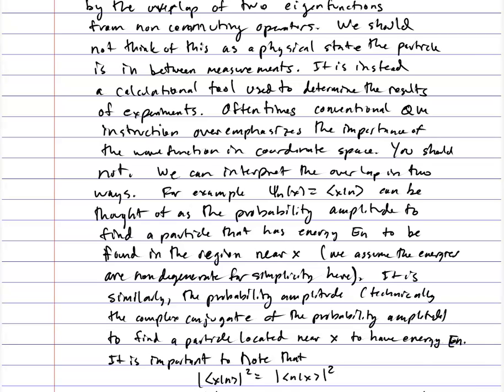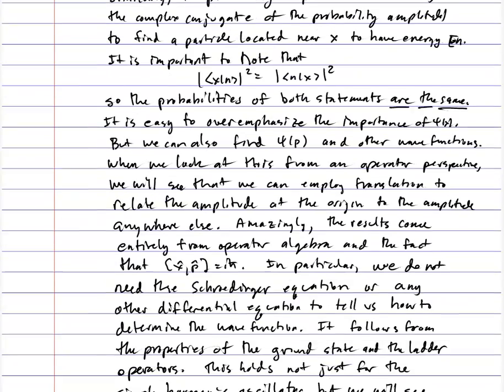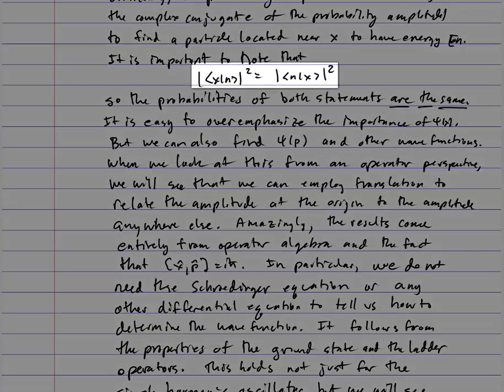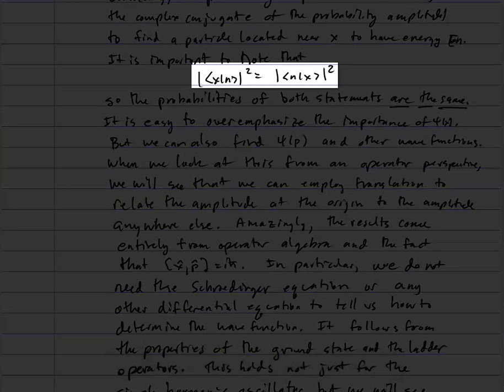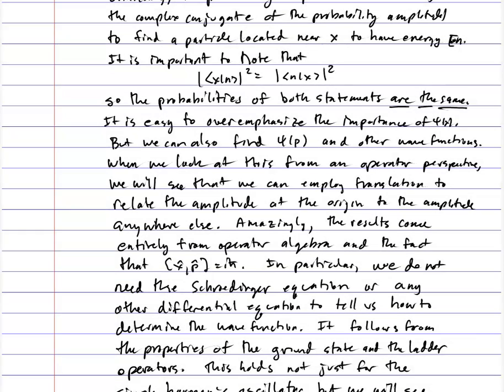It is similarly the probability amplitude, technically speaking the complex conjugate of the probability amplitude, to find a particle located near x that has energy E_n. So you can think of it in this opposite way as the wave function of the position eigenvector in the harmonic oscillator basis. Now, it's important to note that the modulus squared of these probability amplitudes are, of course, the same, whether I look at the ⟨x|n⟩ bra-ket or the ⟨n|x⟩ bra-ket. Now, it's easy to overemphasize the importance of psi of x, but we can also find psi of p and other wave functions as well.